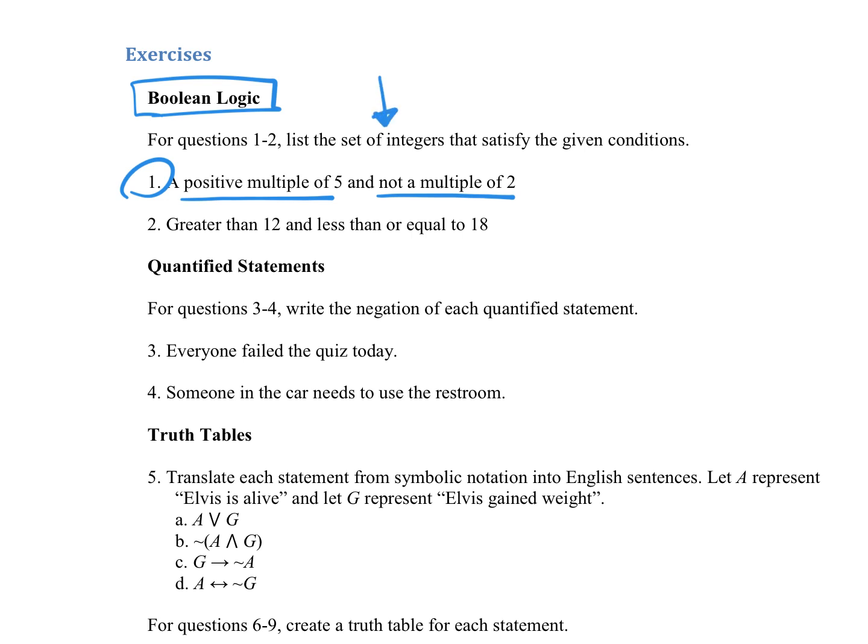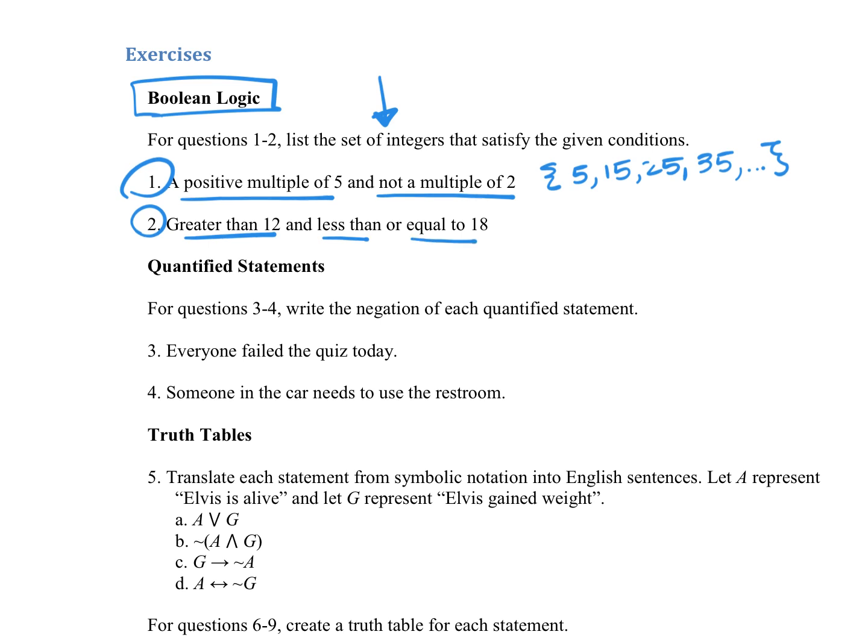So the multiples of 5 would be like 5, 10, 15, 20, 25, but it can't be a multiple of 2, which would mean it's even. So that's really leaving us with 5 and then jumping up to 15 and then 25, 35, and so on, continuing that pattern. For number 2, we want to be greater than 12 and less than or equal to 18.